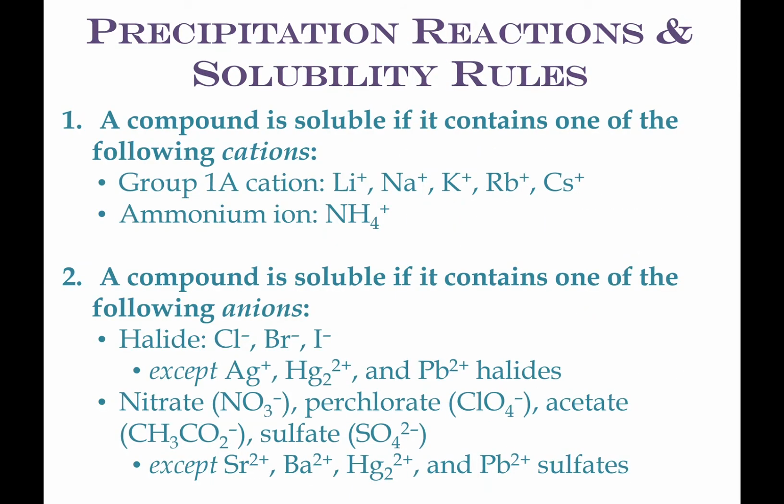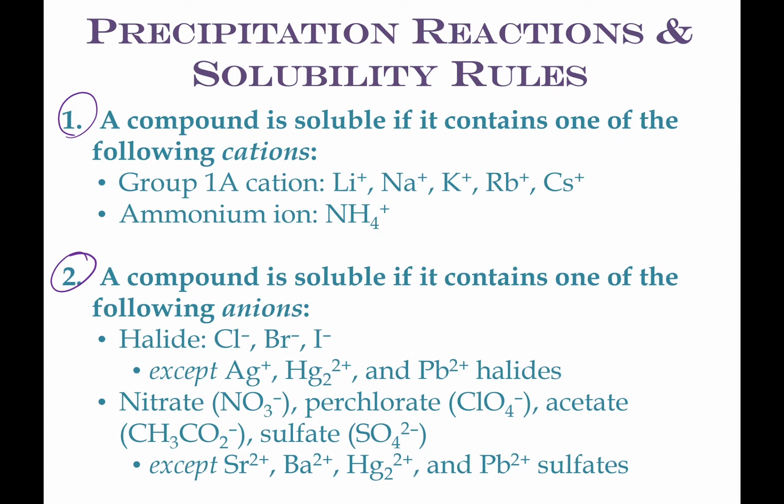So what are the solubility rules? The solubility rules: a compound is soluble if it contains one of the following cations. This one you need to know for the final. You have to have that memorized. A compound is soluble if it contains one of the following anions. You should also know this one.